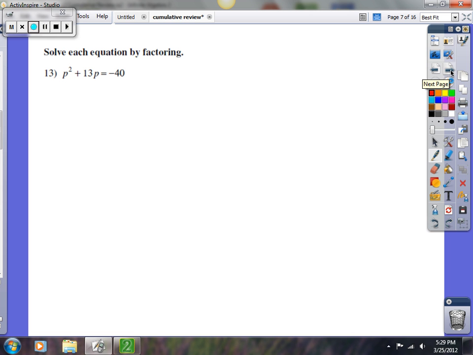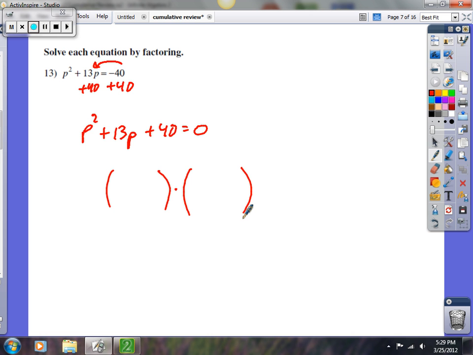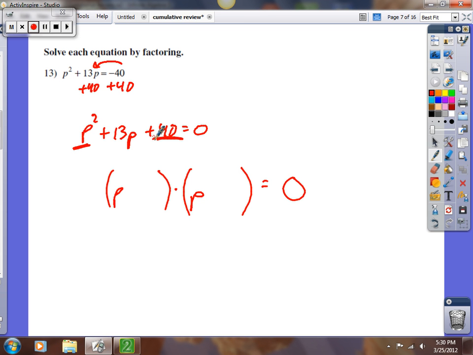13. Solve it by factoring. Okay, this is actually easier than the quadratic formula, but let's get everything on the same side. P squared plus 13p plus 40 equals 0. Factoring. This is an addition problem. Let's rewrite it as a multiplication problem. Factoring is just rewriting it, manipulating it. What times what is p squared? P and p. What times what is 40?